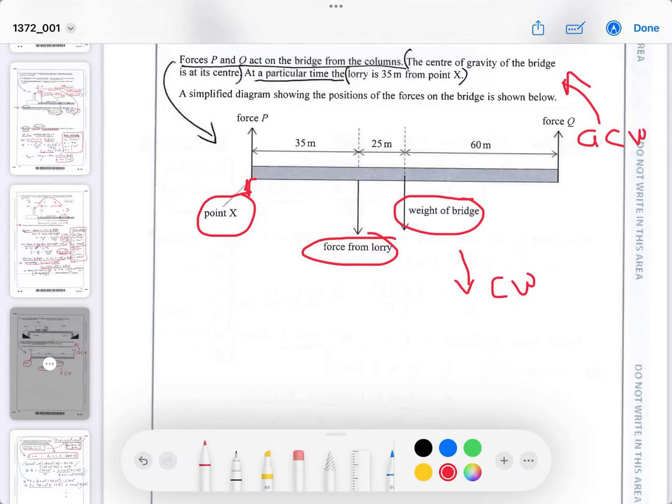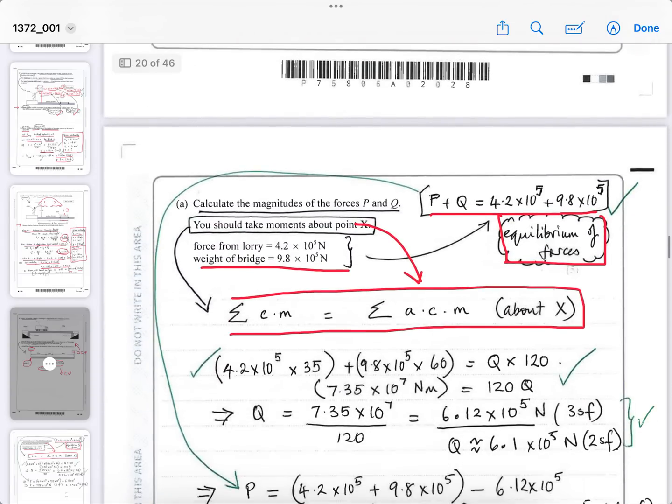So the moment due to these two, and their distances, the clockwise moments, must be equal to the anti-clockwise moment due to force Q. Now, by taking moments about point X, we don't have to worry about what force P is. That means we only have one unknown, which is force Q. Okay, hope that makes sense.